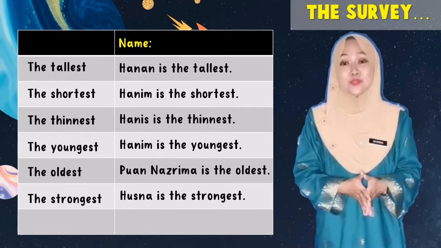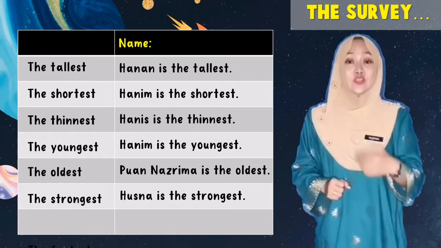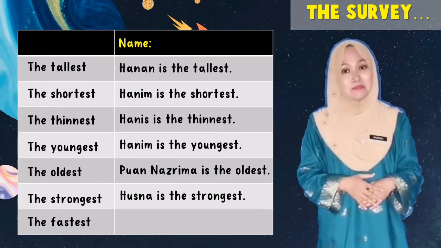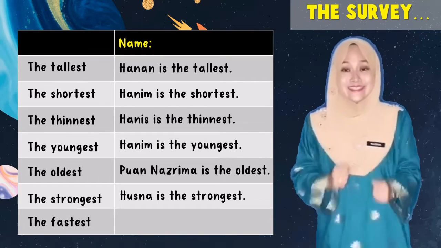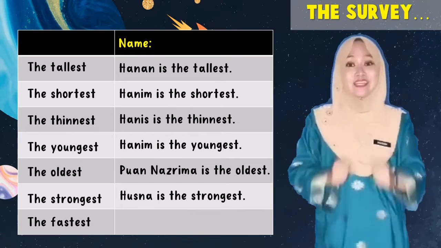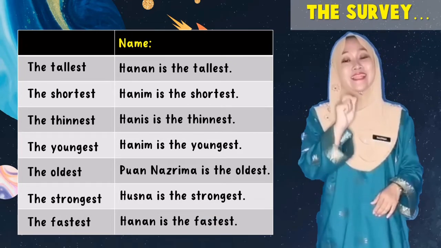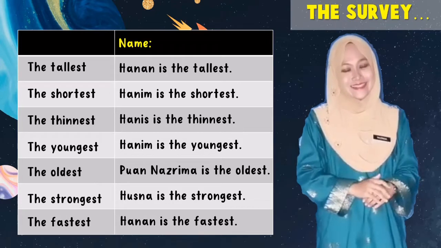Next, the last superlative adjective is the fastest. You have to ask your family member, who's the fastest? The answer is Hanan is the fastest. Please write down Hanan in the last row, the fastest.